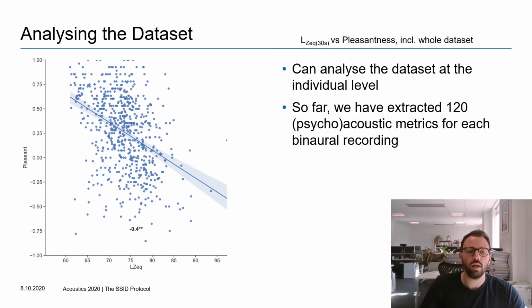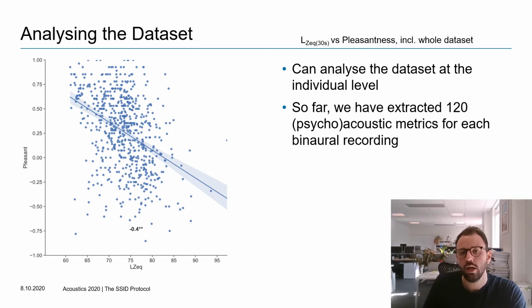So you can see that by splitting up our protocol in this way, it allows us to analyze our data set at the individual level. We've got exactly the sound that those people were exposed to, and we can tie that exactly to their responses. And so far, we've extracted 120 psychoacoustic metrics for each binaural recording. And I can later go into more detail of what those metrics consist of if people are interested. But just to give an example of how our multi-level approach is beneficial, and having our individual recordings tied to the individual responses is helpful.